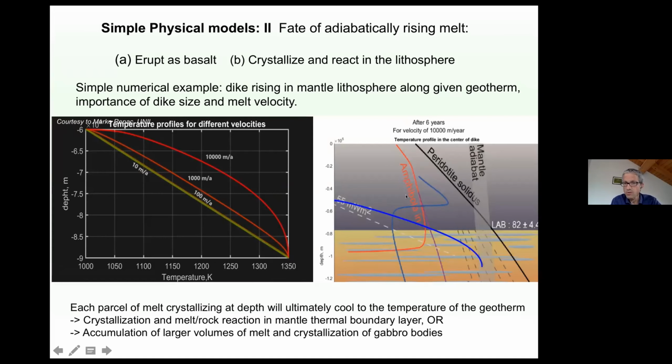And this will induce melt rock reaction or crystallization in the mantle itself. If it's a grain scale process, then you might find melt rock reaction products in this thermal boundary layer. And if you get a lot of melt accumulated, you might form gabbroic bodies in your mantle lithosphere, more or less close to the surface.